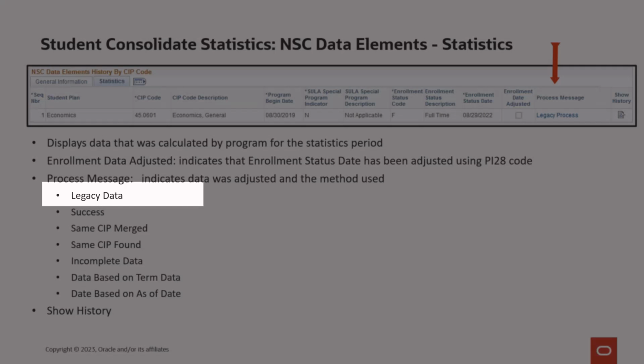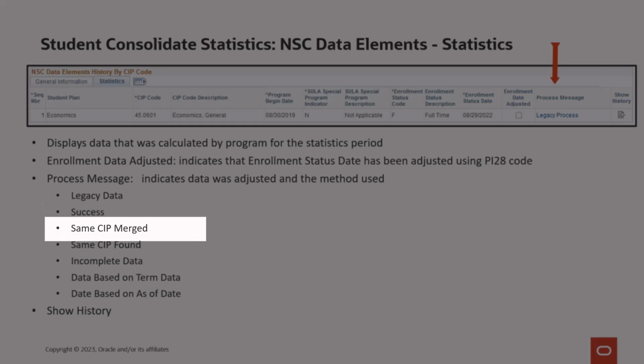Legacy data. You'll see this for any statistics period that you generate with the PI 28 code where the new processing options were not enabled. This value is not stored. Success. This means the process completed successfully using the new code, but no adjustments were made after evaluating the student's history. Same SIP merge. This is assigned if NSC 5-point matching criteria is enabled and 2 or more plans are matched. We'll take a look at how this works in detail later in this video. Same SIP found would be assigned if matching is not enabled and the process finds matching plans.